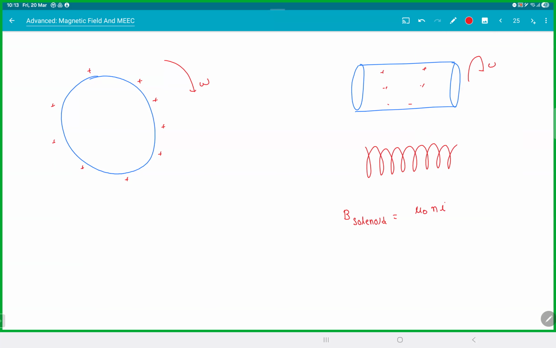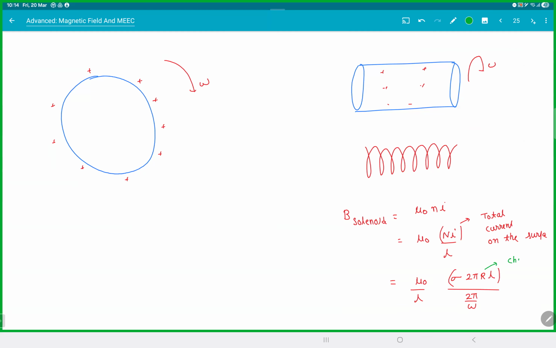So how do I compare a solenoid to a cylinder? Write this as mu naught capital N I by L. So N into I is the total number of turns into the total current on the surface. If you assume the cylinder has N turns, then N into I will be the total current on the surface, which is easy to find. What is the total current on the surface? The charge, how much is the charge? Sigma 2 pi R L by time, which is 2 pi by omega. That's your current.